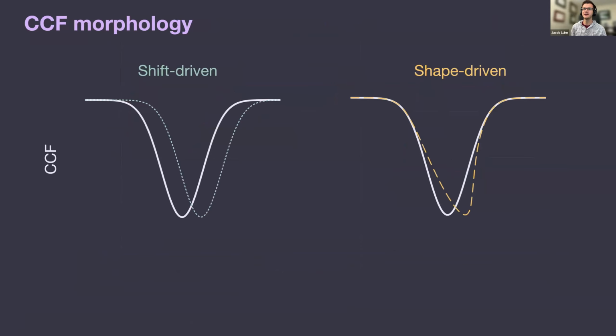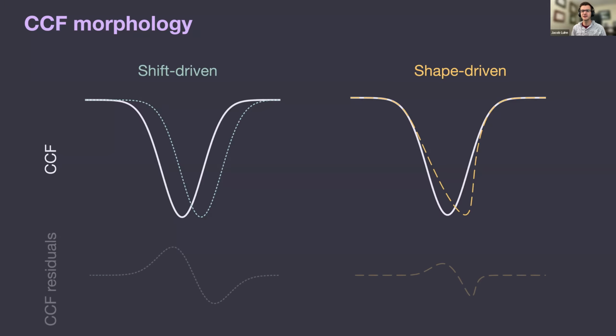And the first one that we'll look at is CCF morphology. So trying to distinguish shift-driven shapes, so pure Doppler shifts that are symmetric, from shape-driven shifts, which are sort of an apparent shift due to some perturbation to the CCF line change. And at the meter per second level, these are very hard to distinguish. These are exaggerated cartoons. It's hard to distinguish, especially just from the raw CCF.